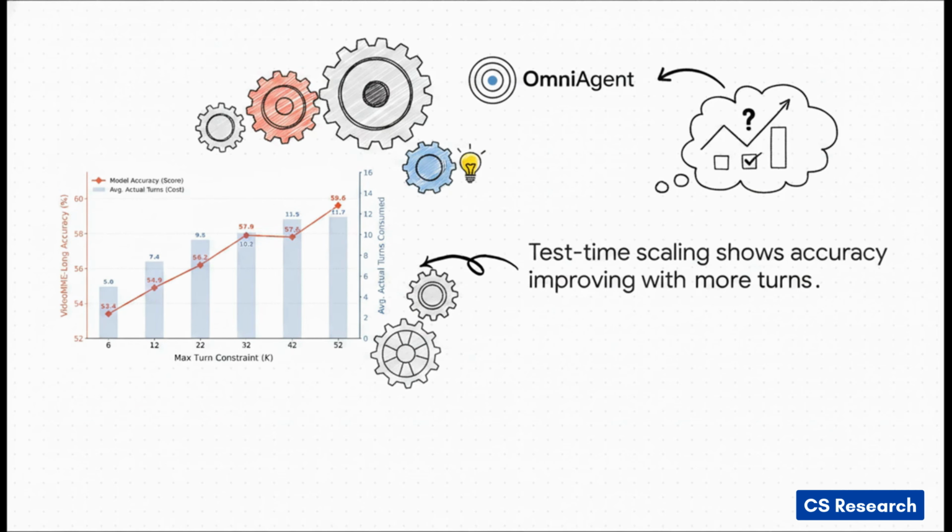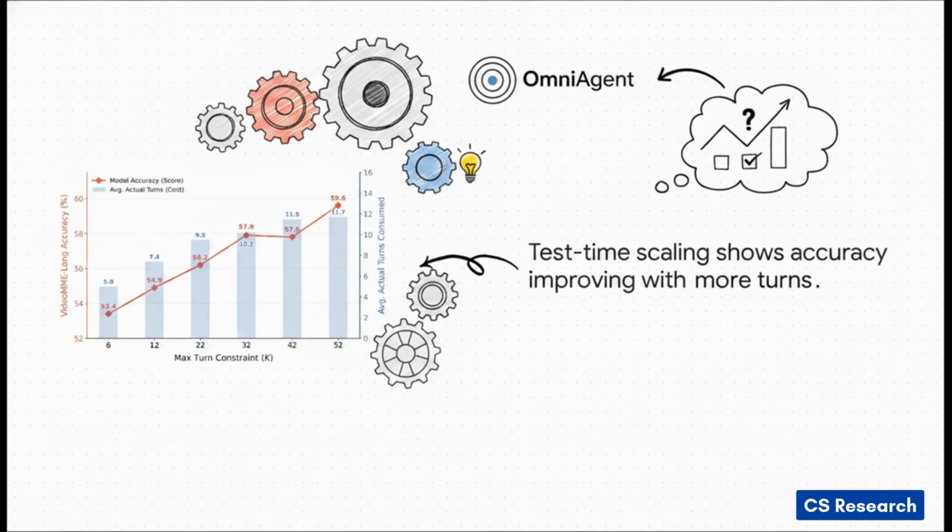We're looking at test time scaling on the Video MME long benchmark. Let's break down the axes. The solid red line represents the model's accuracy, and the x-axis along the bottom is the maximum number of reasoning turns the model is actually allowed to take. As you can clearly see, as you give OmniAgent a larger budget to think and take more turns, that red accuracy line climbs steadily, reaching up to 59.6%.